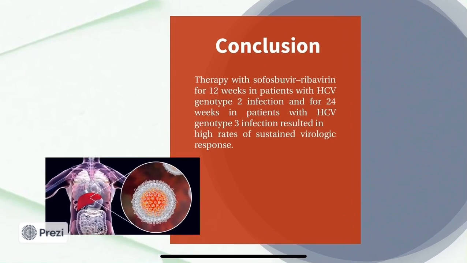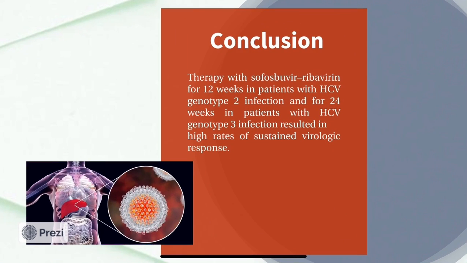Conclusion. Therapy with Sofosbuvir Ribavirin for 12 weeks in patients with HCV genotype 2 infection and for 24 weeks in patients with HCV genotype 3 infection resulted in high rates of sustained virologic response.